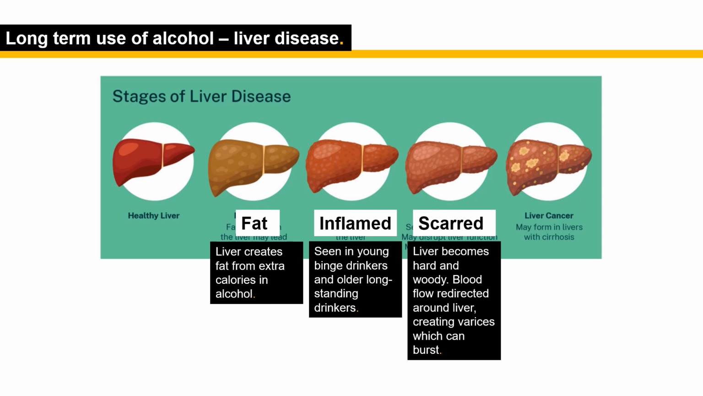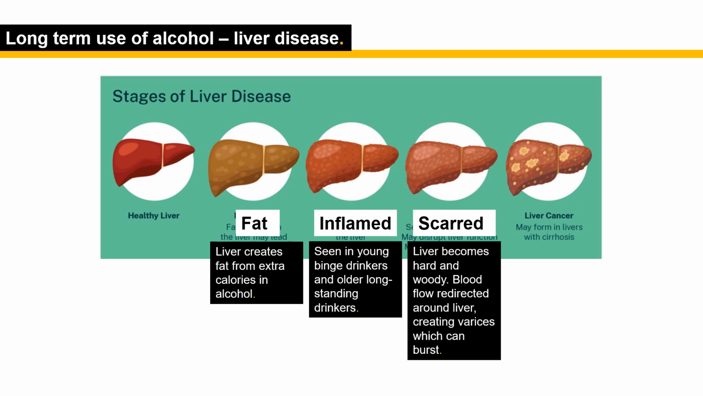Again, if someone continues to drink at this rate over a long period of time, this is when the liver starts to get scarred, and we can see this very clearly on a liver scan. It starts to get jagged around the edges, and its texture changes as well. Instead of being soft and spongy, it becomes hard and woody. Blood can no longer flow through it so easily, so it will actually get forced around it into smaller blood vessels that can't cope with this volume of blood. And often they bulge. We call those bulges varices, and if they burst, that's often when someone will start coughing up blood, and that's why they go to A&E.